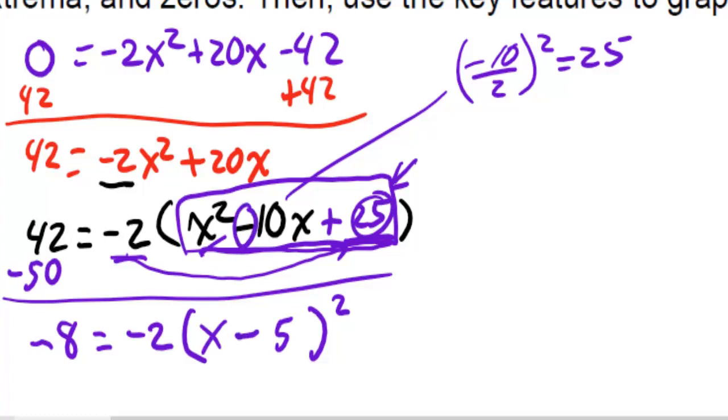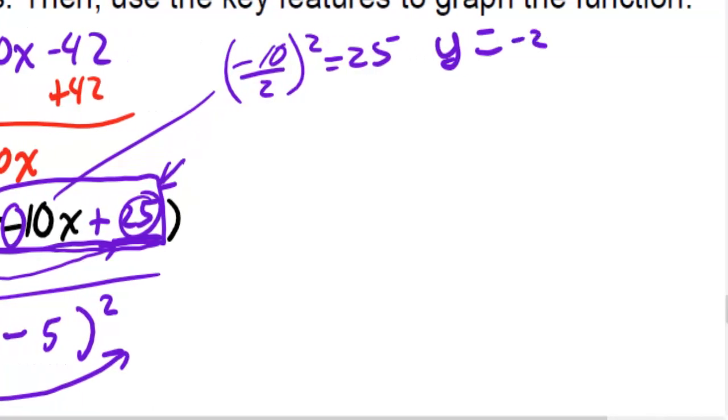Now if we want to put this in vertex form, y equals, all I got to do is bring the -8 back over to this side. So -2 times x minus 5 squared plus 8. And then substitute my y back into the problem. So this is my h value, this is my k value. So that's my vertex. My vertex is actually at 5, 8.